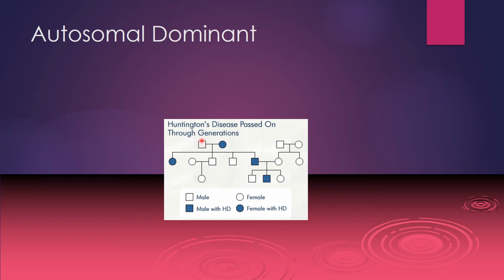So the way you could tell this was an autosomal dominant, first of all, the mother carried it and had the disease as well, passed it on to about 50% of her children. It doesn't matter whether they were male or female. They're going to be affected equally.